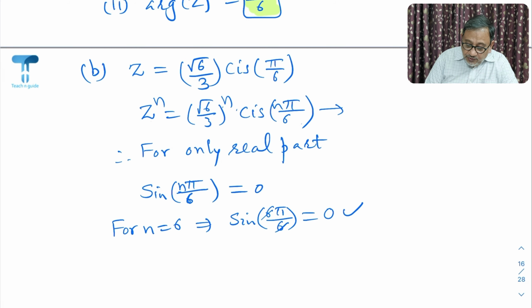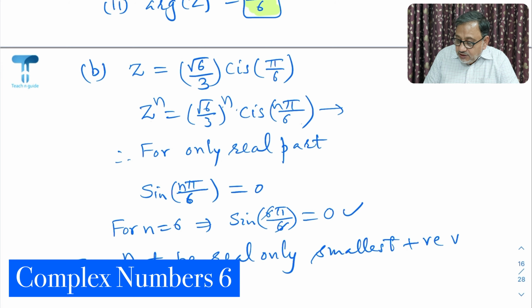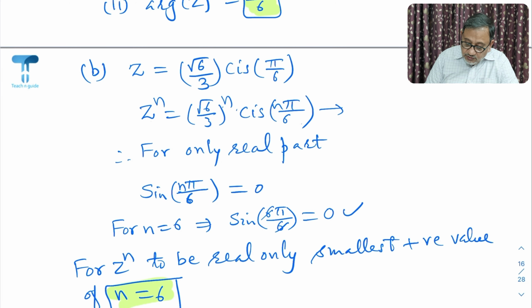Therefore, for z to the power n to be real only, the smallest positive value of n is equal to 6. Okay. So I hope you understood this part also.